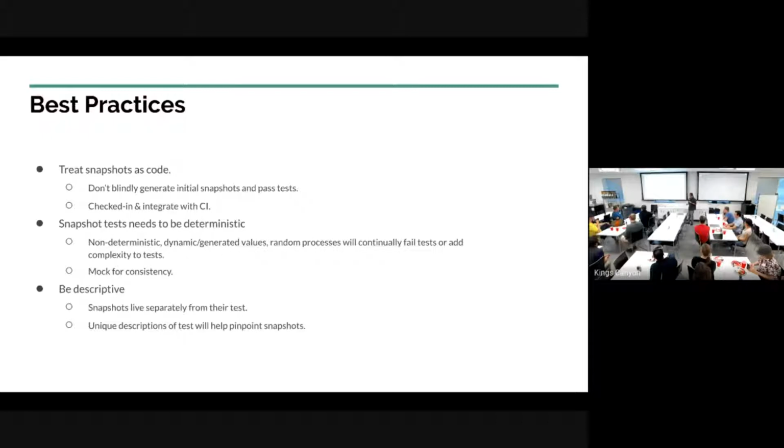Finally, you should have descriptive tests, because a lot of times these snapshots live in a separate file. It could be a .snap file, it could be a separate directory. So there's a little bit of a context shift that you have to switch between your test file and your snapshot file. So if you don't have descriptions for your tests, you're not going to be able to find where your snapshot is for the thing that you just updated. So it's good to have a unique description. You can go back and pinpoint exactly which test was actually updated.